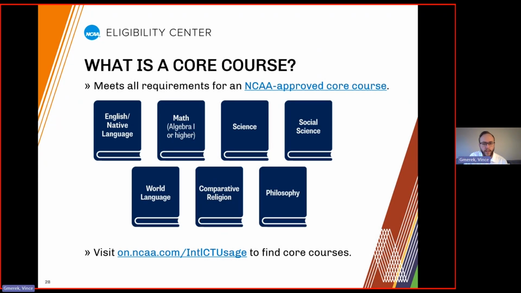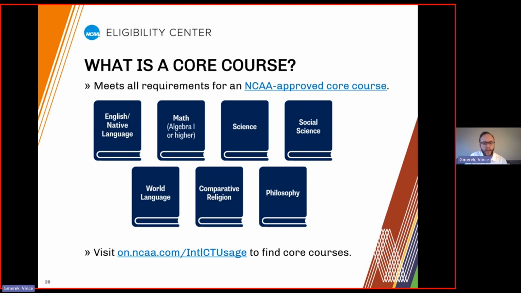So core courses for the Eligibility Center fall into these main categories: English or native language courses, math or mathematics courses at the Algebra 1 level or higher, science courses, social science courses, world languages, comparative religion, and philosophy.